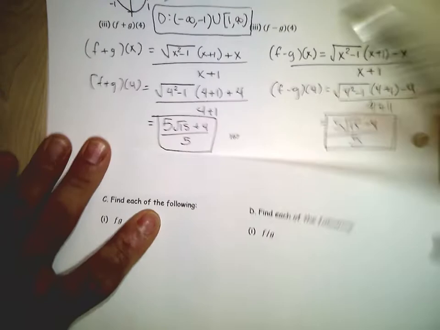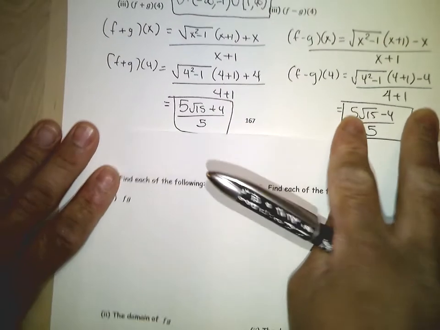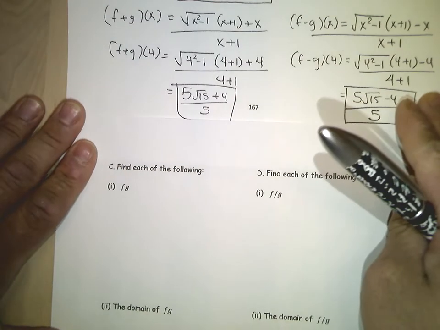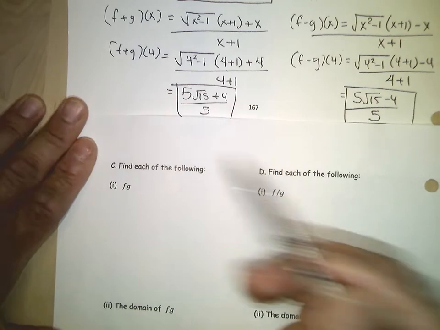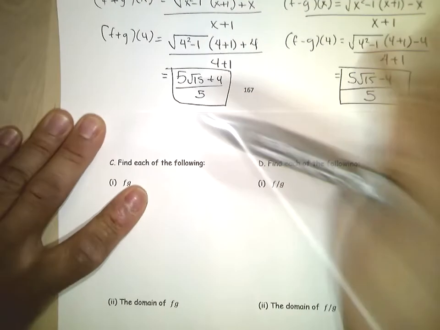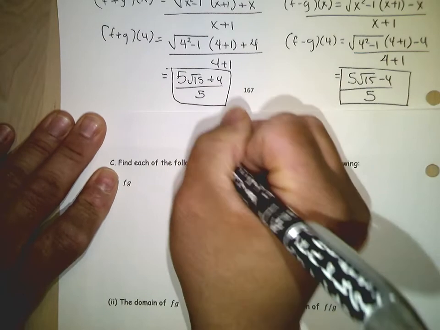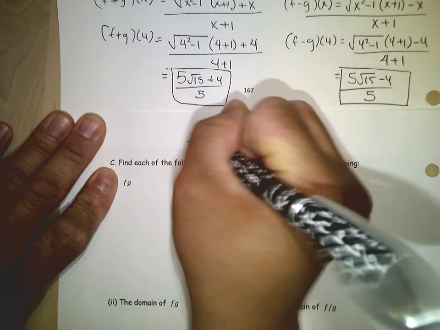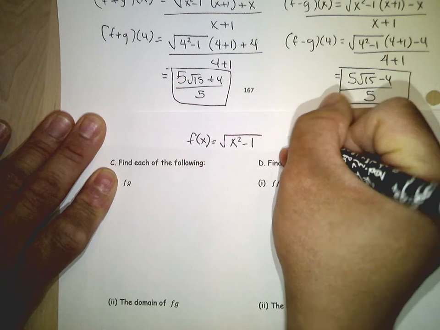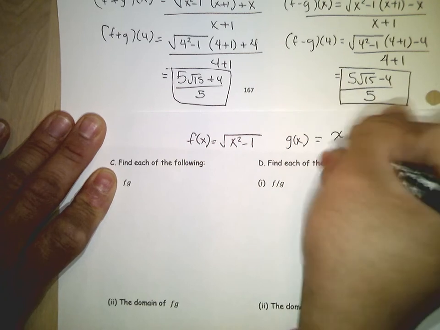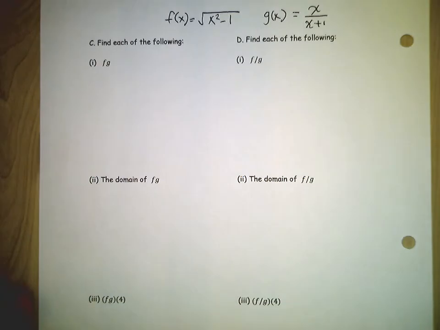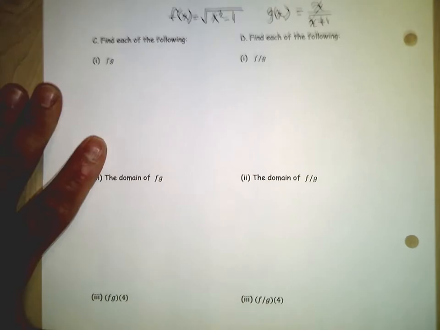Now, let's move on to part C. Find each of the following. f times g of x. So f times g of x. Now I'm going to write these at the top of the page. f of x is square root of x squared minus 1, and g of x is x over x plus 1. Again, just so that I don't forget these.